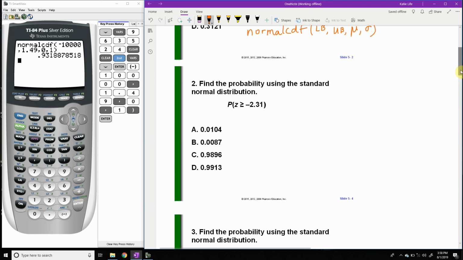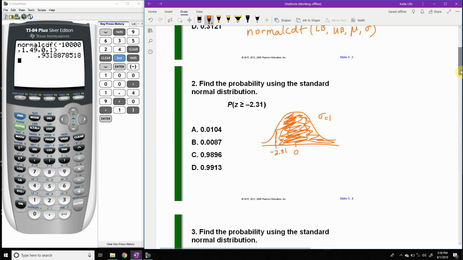Number 2, find the probability using the standard normal distribution, the probability that the z-score is greater than negative 2.31. Okay, so we're going to go through this again. We're on the standard normal curve. I know the middle z-score there is 0. My standard deviation is 1. I want to figure out how I can be greater than negative. Well, if I'm negative, I'm down here to the left. Negative 2.31, and I want to be greater than that. Well, that means that I am shading area to the right of that curve. So all of this area here.